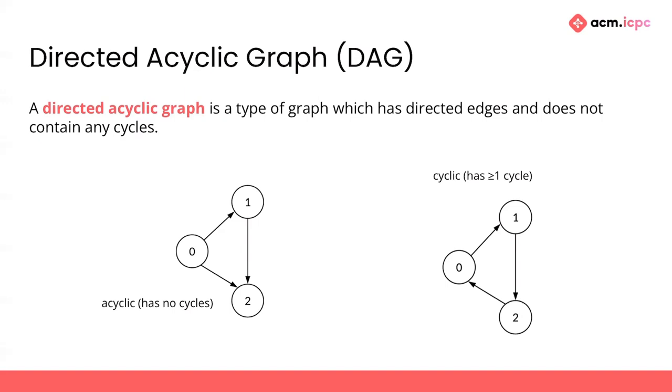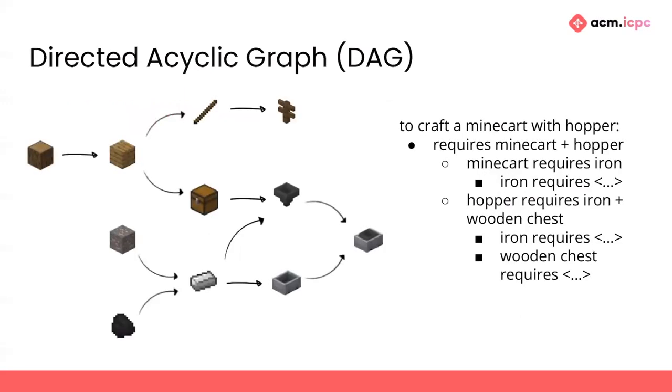So I think the idea of a cycle is pretty intuitive. Basically, you can start from a node, go through some path, and then go back to itself, which is what a cycle is. And we're talking about DAGs, which are acyclic. And here's a visual example from Minecraft for a directed acyclic graph.